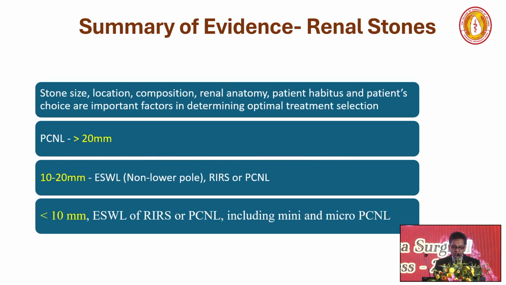Then considering renal stones, important factors are stone location, size, composition, anatomy, body habitus, etc. PCNL is more suitable for stones more than 2 centimeters and stones between 10 to 20 millimeters. ESWL is also suitable, and you can also consider the other two procedures. For stones less than 10 millimeters, all three procedures can be considered, especially mini PCNL and micro PCNL.